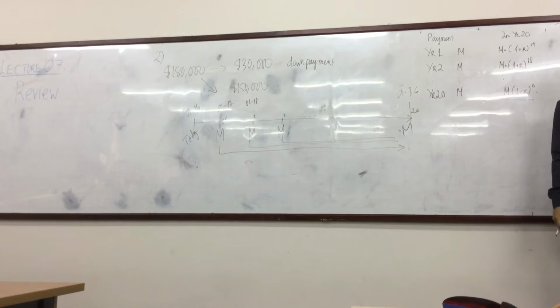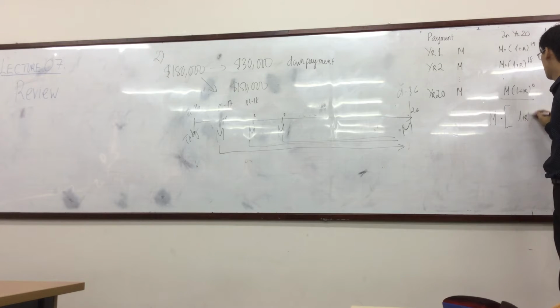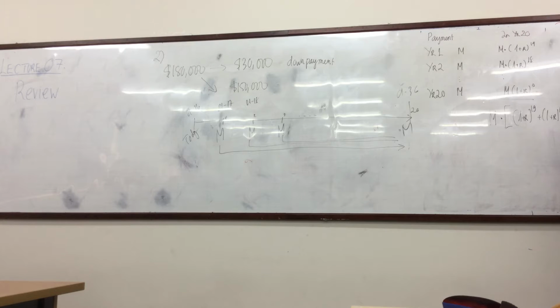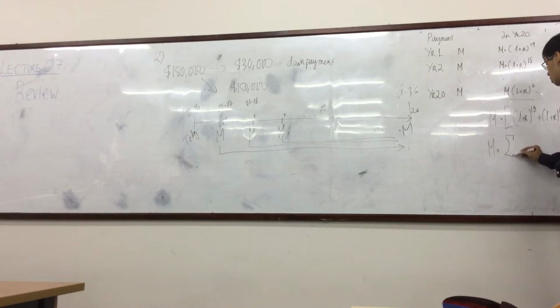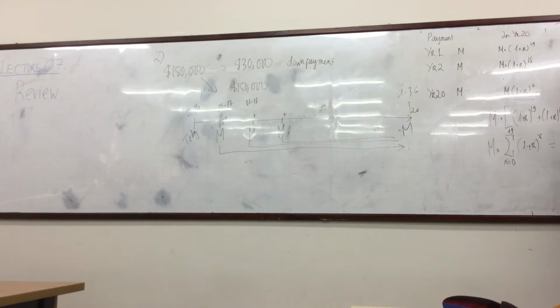When you sum these, the result is M multiplied by (1 plus R)^19 plus (1 plus R)^18 plus and so on plus (1 plus R)^0. So the formula is M multiplied by the sum of (1 plus R)^X, where X goes from 0 to 19. This total, when you calculate its value in the future, must be equal to 150,000. So here you get about $1,400 a year. That means every month you need to save about 120.